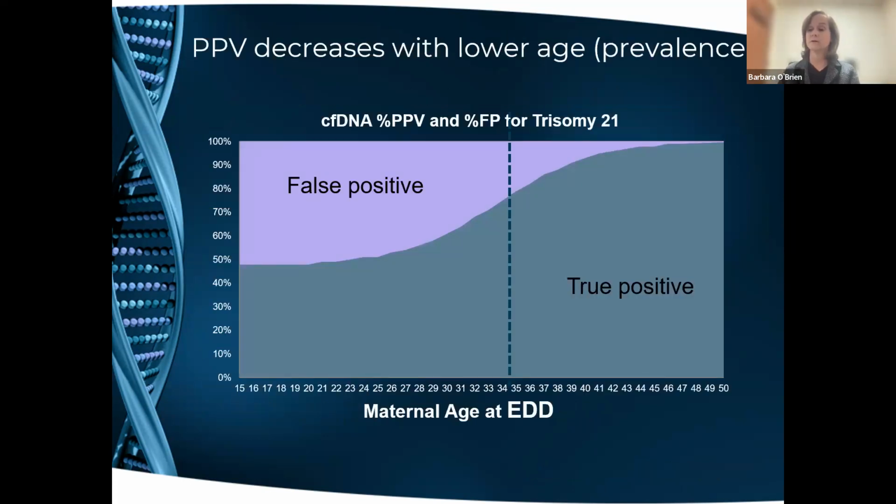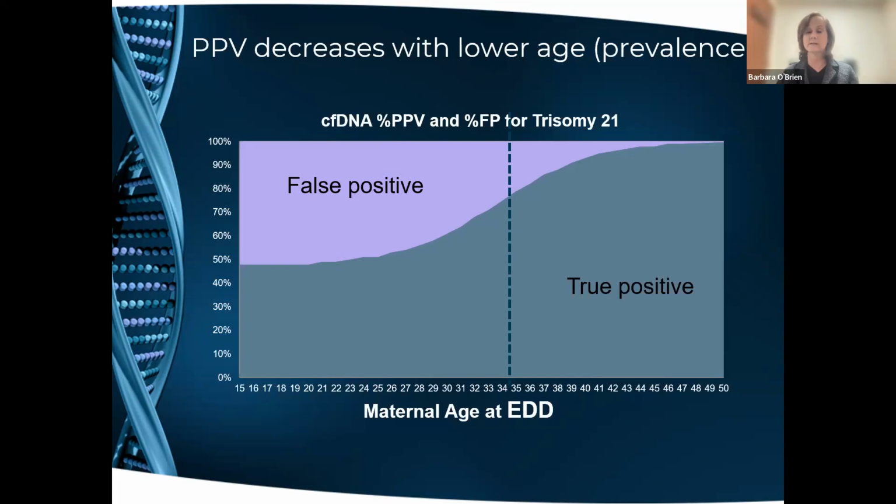All right, so we all know that the positive predictive value decreases with lower age or prevalence. The detection rate and false positive rate for aneuploidy with cell-free DNA are unlikely to differ between the high and low risk populations. What does change, and which is very important, is the positive predictive value, which depends on the prevalence of the disease in the population.